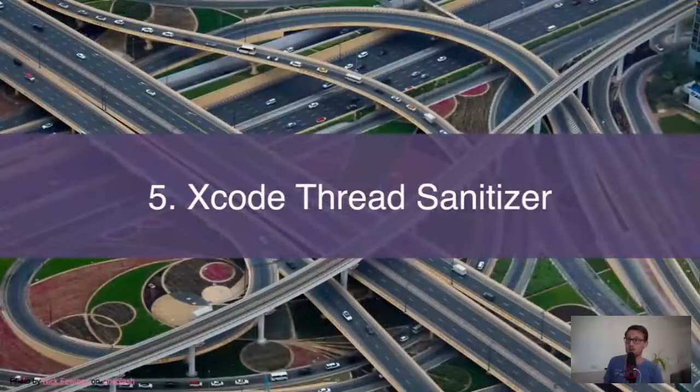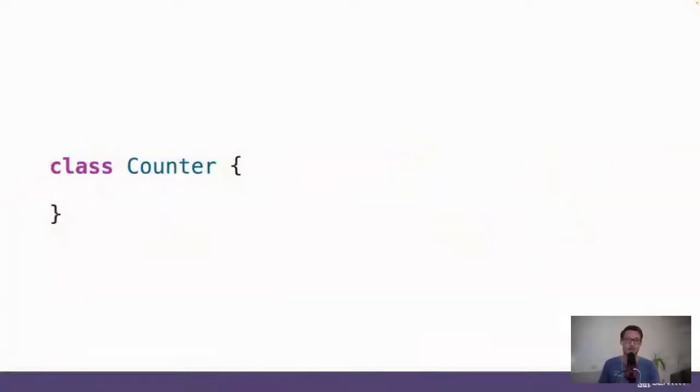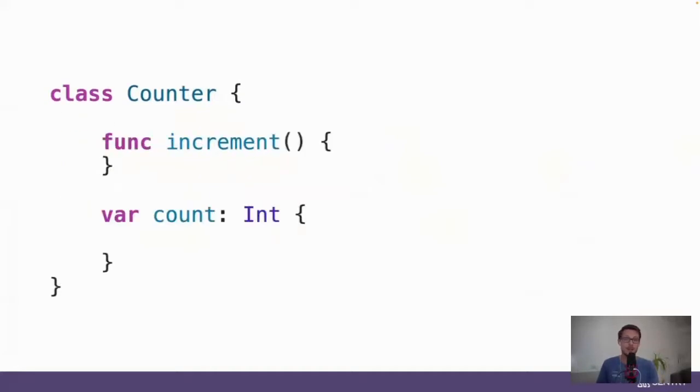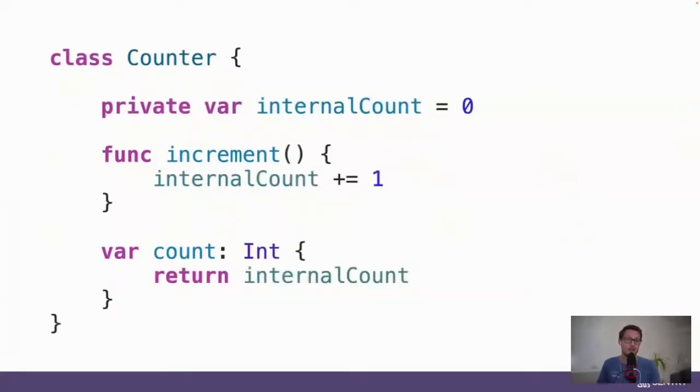So instead, I'm going to focus on the Xcode Thread Sanitizer. That's a powerful tool in Xcode that can help you to uncover threading issues. So let's take a simple Swift code example. I have a very, very simple class that's called Counter. It has one method, increment, and a computed property that returns the current count. It has an internal count. It's a very simple logic, but let's assume I want to call this from multiple threads at the same time.